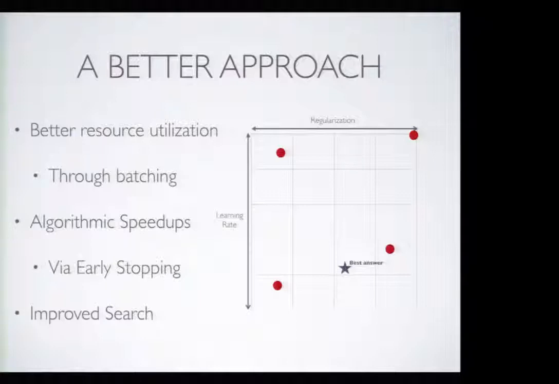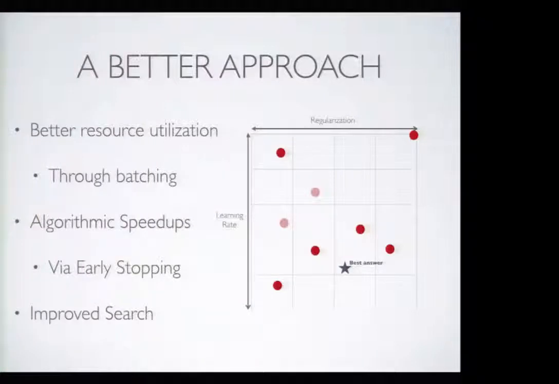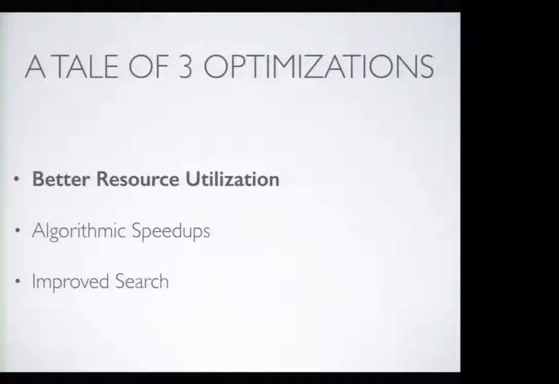I'm going to talk about some algorithmic speedups. So instead of training every single model to completion, we take advantage of the fact that we know that model training is an iterative process and we can maybe stop some models early. So maybe some models don't get trained to completion and we can train more in the same amount of time. And I'm going to talk about sort of better search strategies. So instead of walking over this entire grid, maybe I can do something to get me to that best answer more quickly than the sweep. So for the remainder of this talk, I'm going to talk primarily about these 3 optimizations. So first is this idea of better resource utilization through batching.